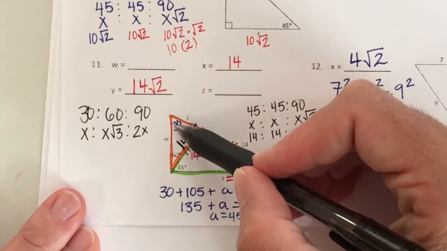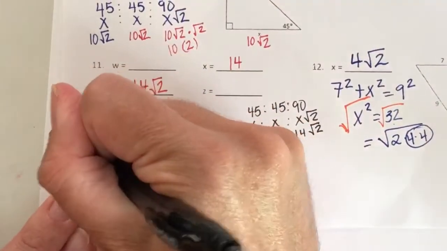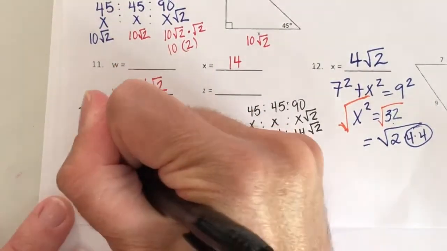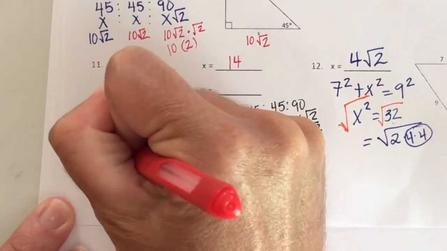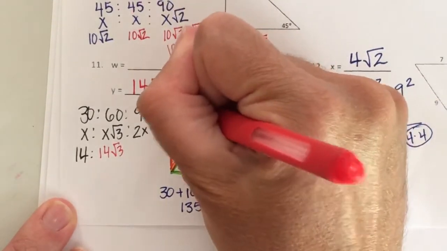So in this problem, the side I know about is the 30-degree side. So it is 14. And hey, what do you know? 14 is my X. That's what I'm trying to find. So that means that my other side length is going to be 14 times the square root of 3. So now I know what Z is.